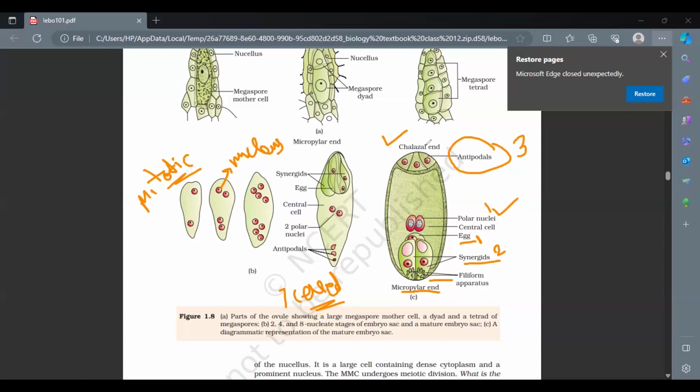But what about the nuclei? Count the number of nuclei. 1, 2, 3 nuclei on this side, 4, 5, 6, 7, 8. So this is actually 8. It is an 8-nucleated structure, right? So you have a 7-celled and 8-nucleated structure. That's how the mature embryo sac looks.